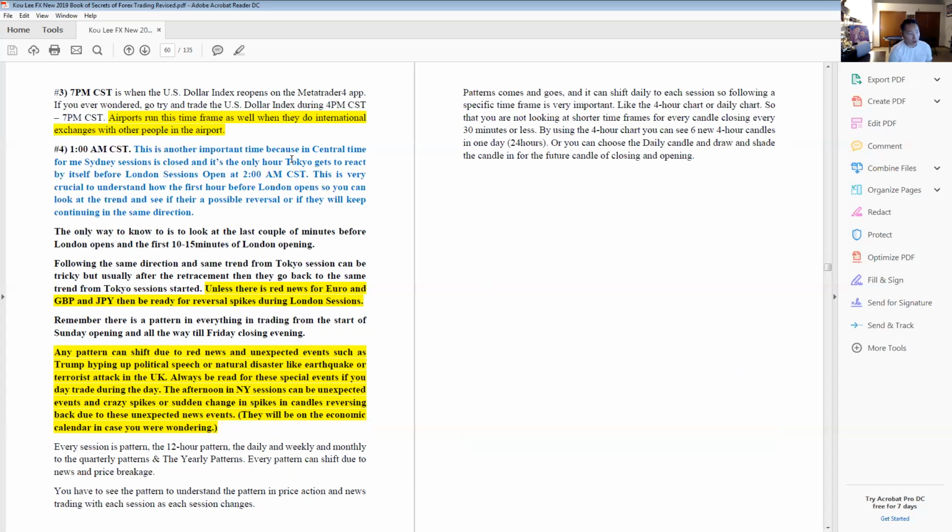Yep, any pattern can shift due to red news, which is true, and unexpected events such as Trump hyping up a political speech, or a natural disaster, or a terrorist attack in the UK. You have to be ready at all times, especially when you're following a pattern, because patterns can shift due to economic events, like any high impact news. But most of the time, it's during New York sessions that the pattern starts to shift, like a reversal.